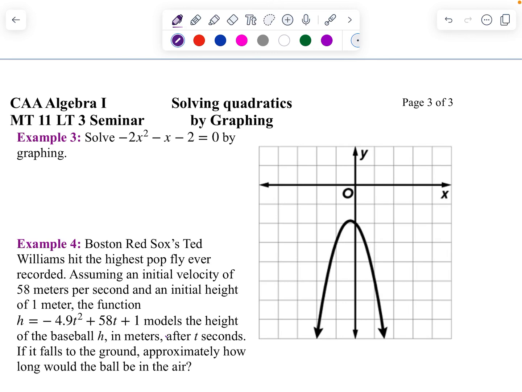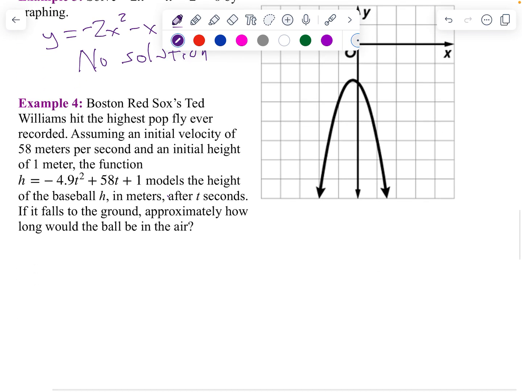On example 3, we're going to graph y equals negative 2x squared minus x minus 2. Notice my graph does not cross the x-axis, so this is a no solution problem. There's no value of x I can put in that equation where I will get 0 for an answer. That's pretty much it.